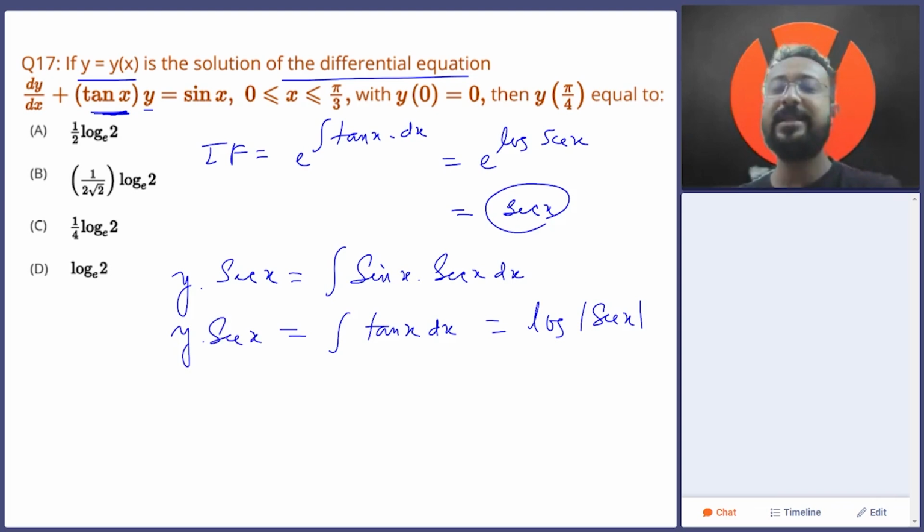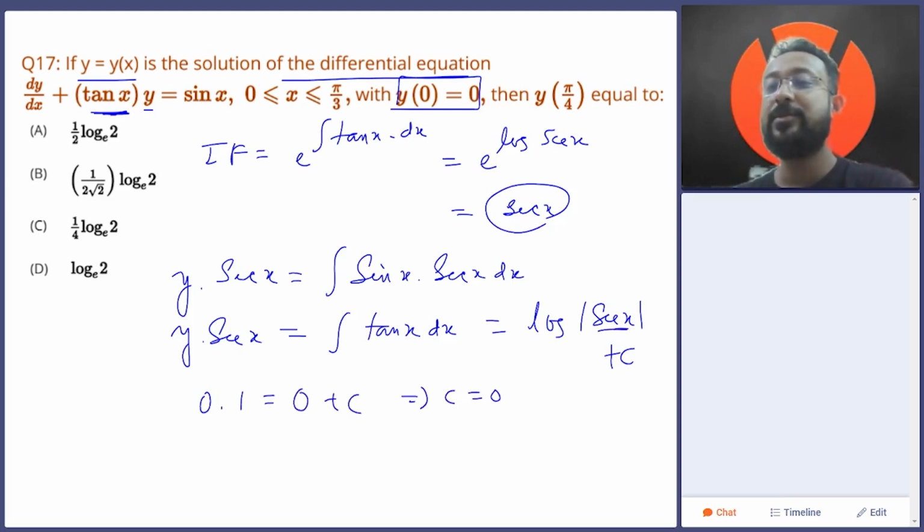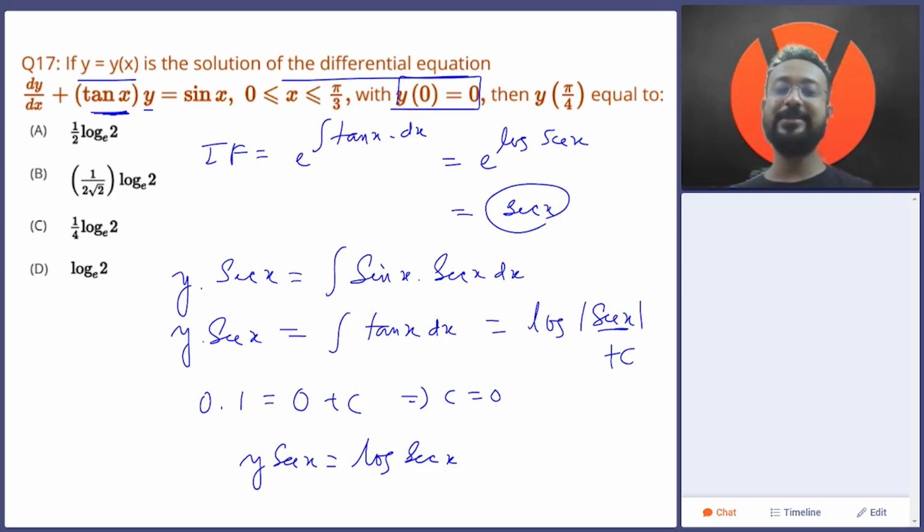So y times sec x is equal to log of mod sec x plus c. Obviously, sir, for c, I think this condition is given to us, y(0) is equal to 0. So y(0) equal to 0 means if x is 0, then y will be 0. So 0 into sec 0, which is 1, is equal to log 1, which is 0, plus c, that is c comes out to be 0. So very simple, sir, y times sec x is equal to log of sec x plus c. C has become 0, so this is my actual function, correct?